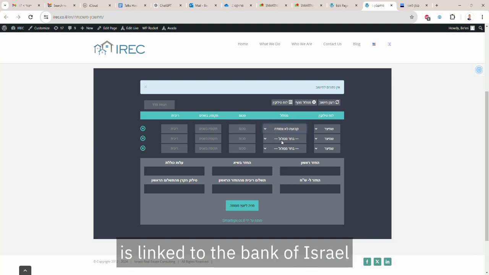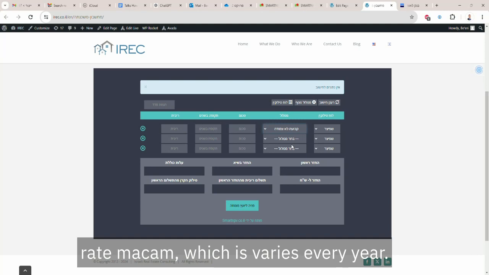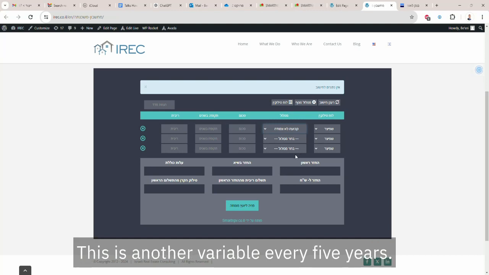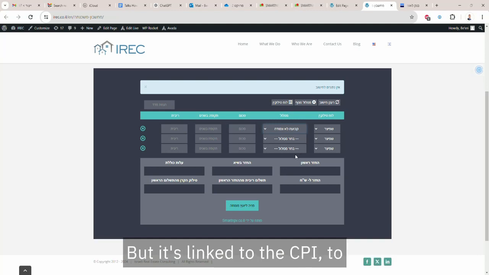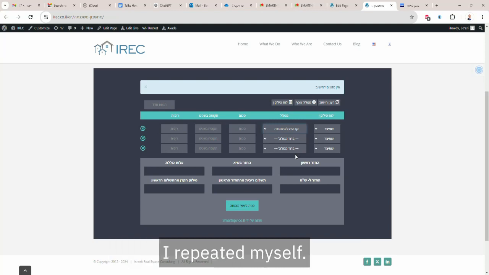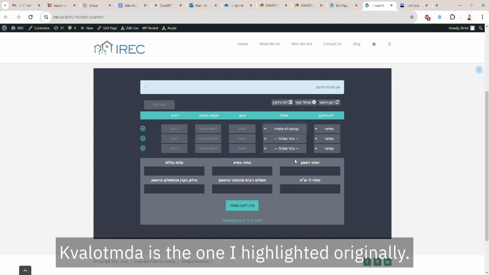Prime, which is linked to the Bank of Israel rate. Makam, which varies every year. Mishtana Chamesh Lo Tzmuna, this is a variable every 5 years. This is another variable every 5 years, but it's linked to the CPI, to the inflation rate, to the Madad. I repeated myself. Kuva Lo Tzmuna is the one I highlighted originally.